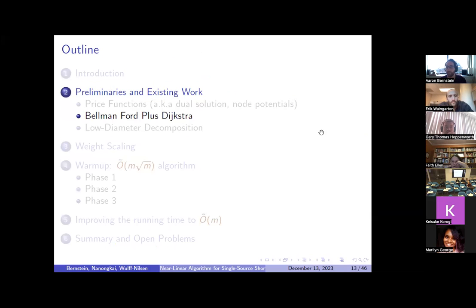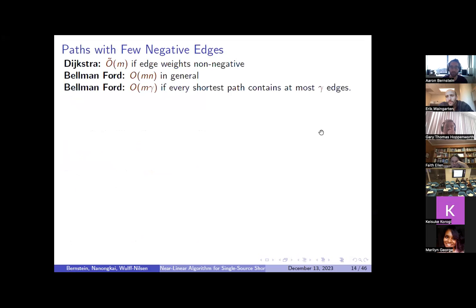Okay, that's preliminary one. Preliminary two is also from undergrad algorithms. So what are the classic algorithms for this problem? There's Dijkstra's algorithm that is fast if edge weights are non-negative. Then there's Bellman-Ford, which is pretty slow.